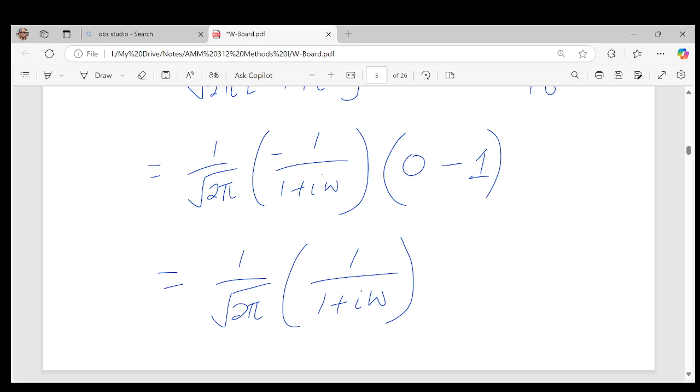And in the next session, we shall talk about the Fourier transforms of odd and even functions.